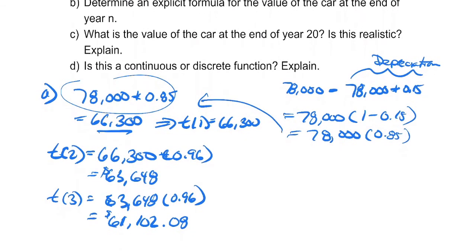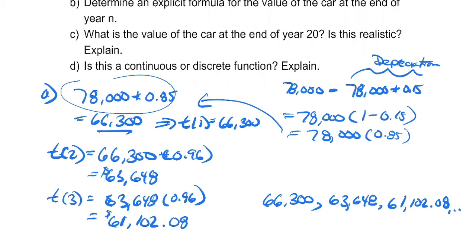So here we're going to write the values as a sequence. The sequence is going to be 66,300. It's kind of weird because I have a comma in my number, and I'm going to separate my numbers by commas. The next one is going to be 63,648, and then $61,102.08. Okay, and then we can say that the sequence kind of continues.